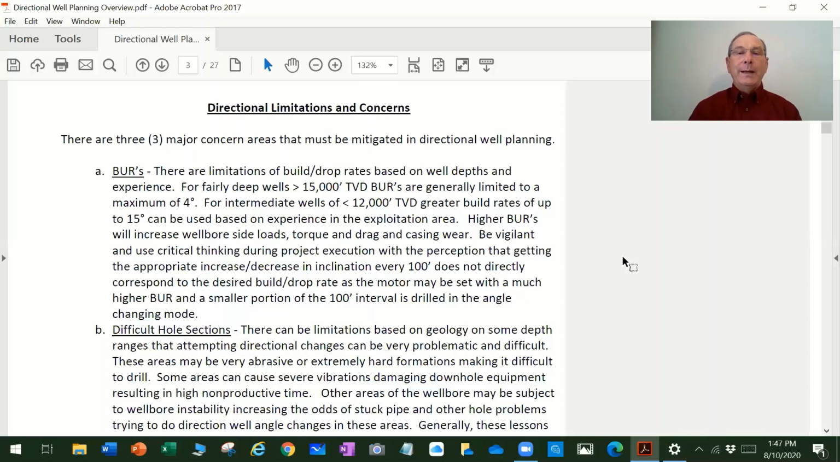So hang down weight, which is the amount of hole section and drill pipe weight that you have below a dog leg, makes an important difference. So high buildup rates do increase wellbore side loads, torque and drag, and casing wear. So you have to be aware of that.